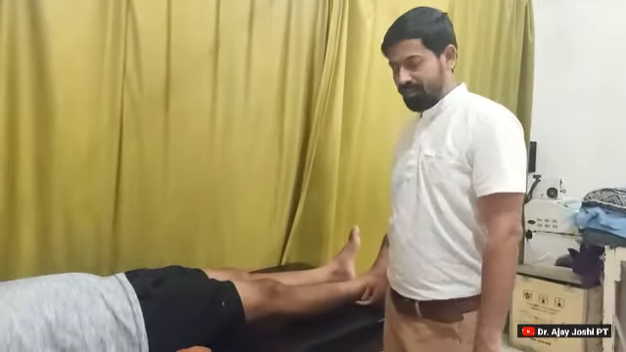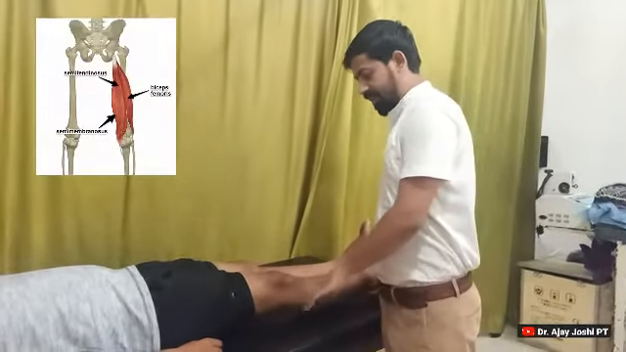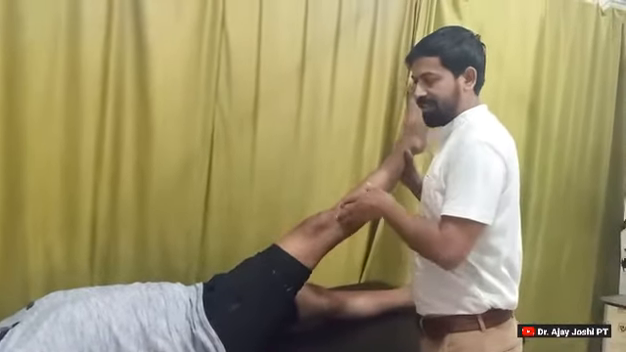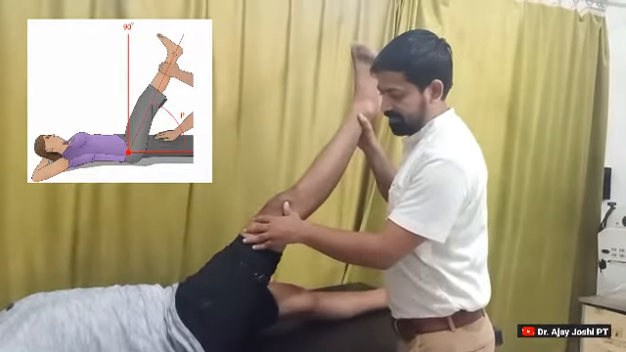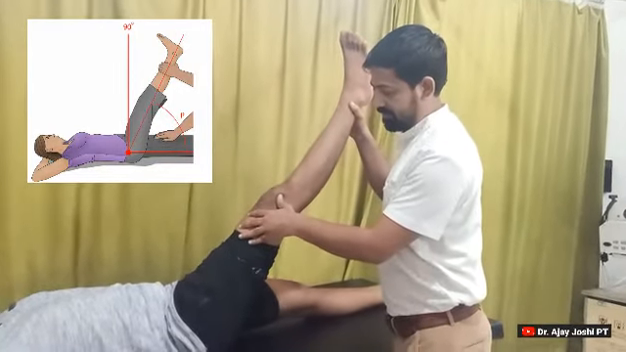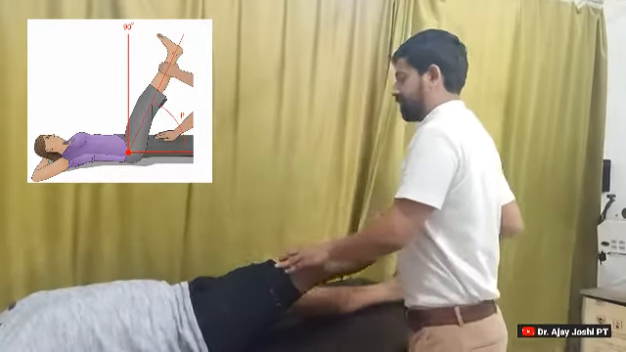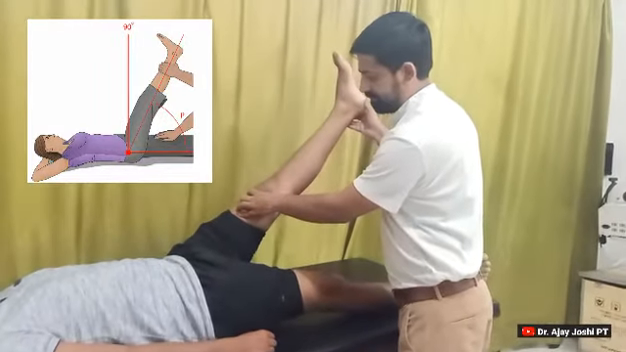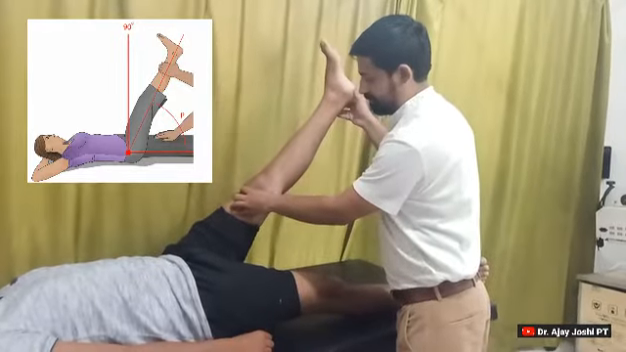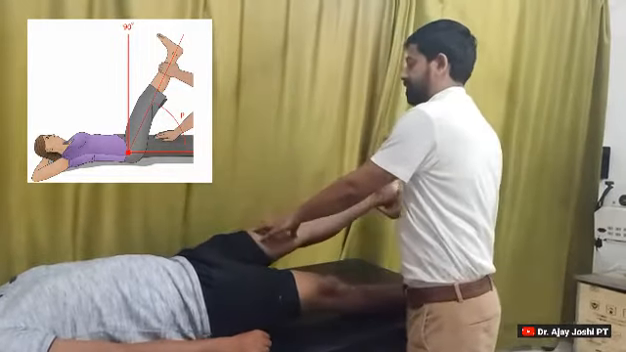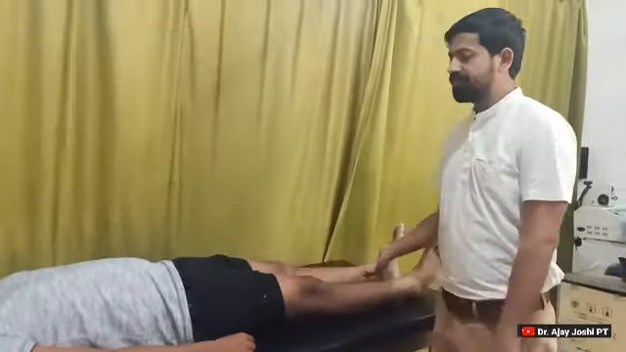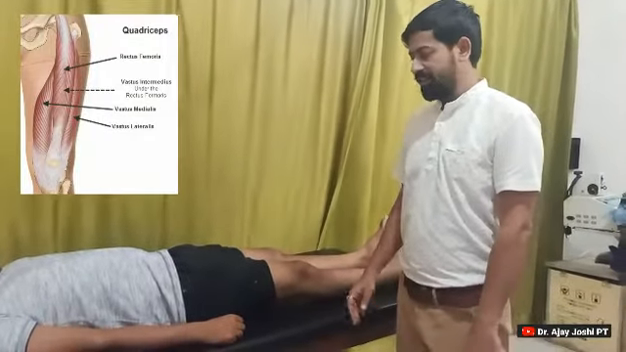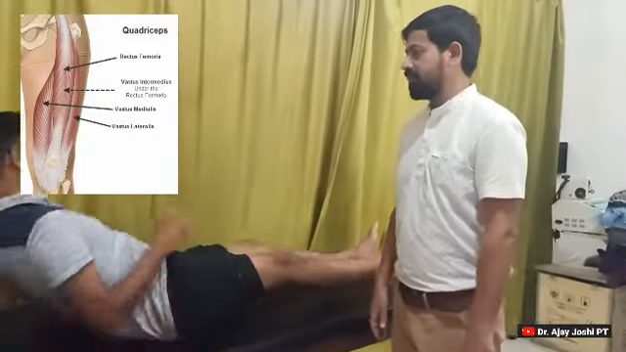Now after calf muscles, let's check tightness of the hamstring muscles. So you have to flex the hip with knee extended, and that is passively. Compare this with the opposite side, and notice and feel.